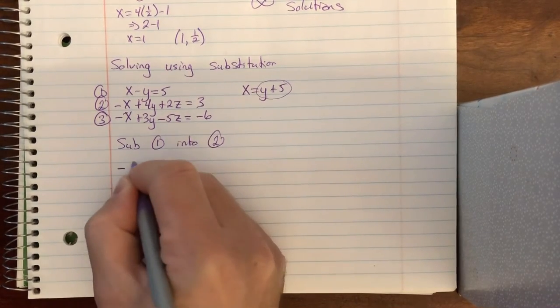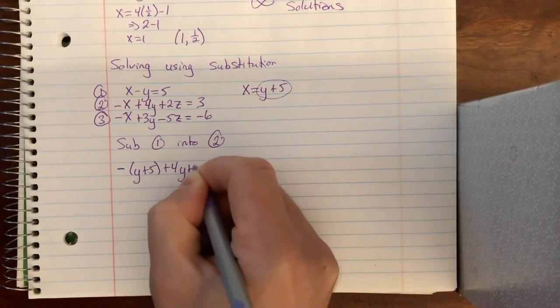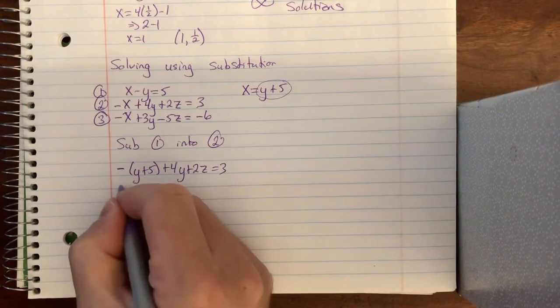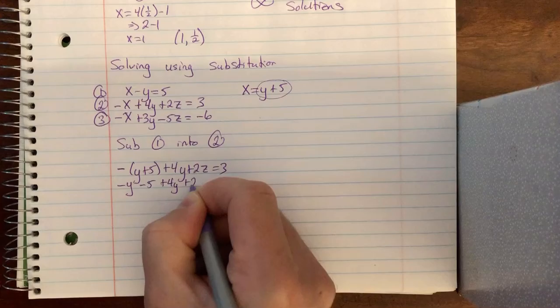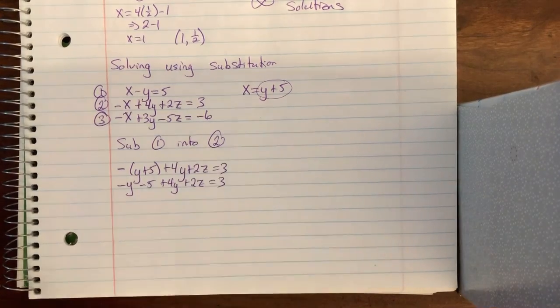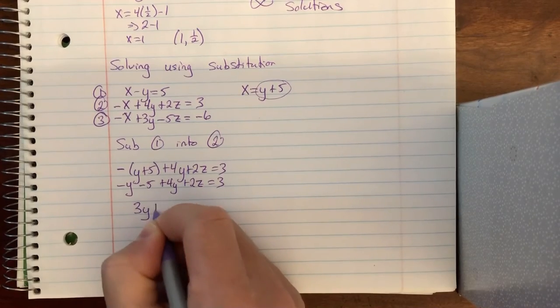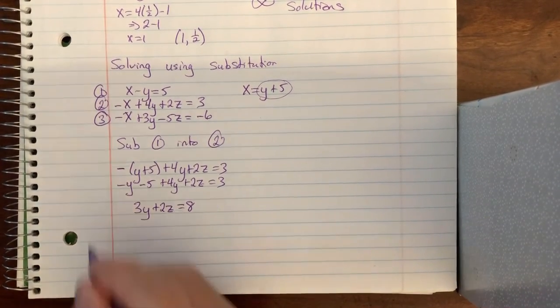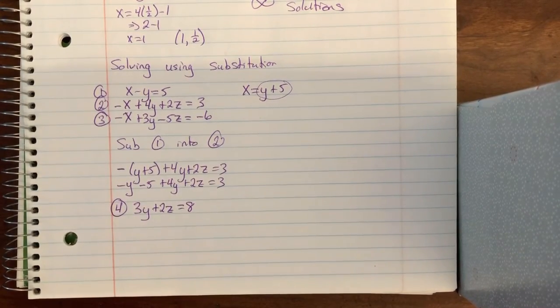So I'll now have negative (y plus 5) plus 4y plus 2z equals 3. So I have negative y minus 5 plus 4y plus 2z equals 3. If we combine like terms, we'll have 3y plus 2z equals 8. Now this is a new equation, so I'm going to label this equation 4.